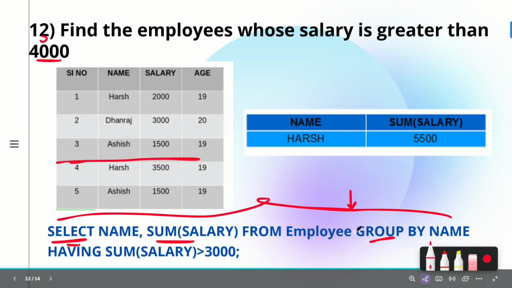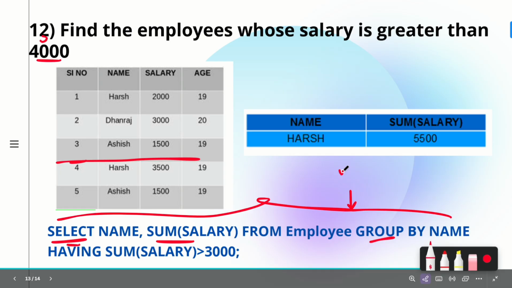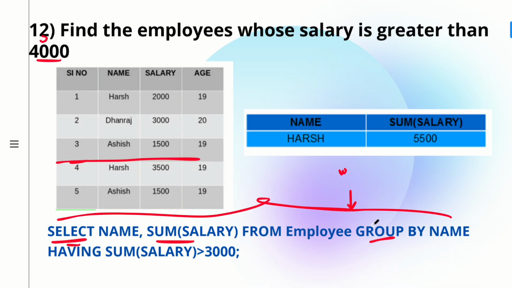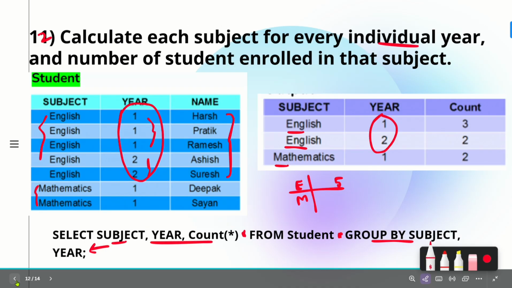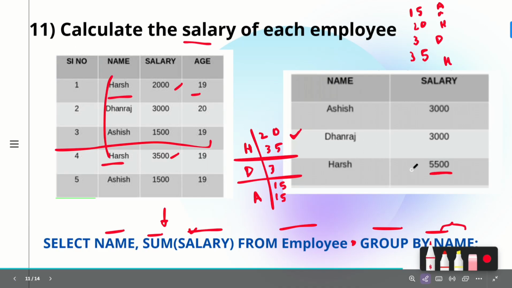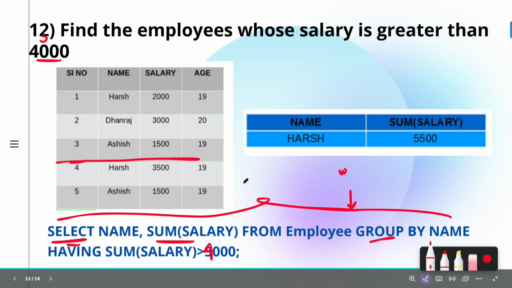So there is a difference between where and having. Having you write after grouping, where you write before grouping. Okay, so this is where you write where. Here we don't need where, so we have not written it, we want having. So we have got the grouped value, then we are writing having sum of salary greater than 4,000, or 3,000, whatever is there in the question, that you can write. So you are just checking in this grouped value which employee is having a salary greater than 4,000. It is Harsh, right? So the answer will be Harsh.